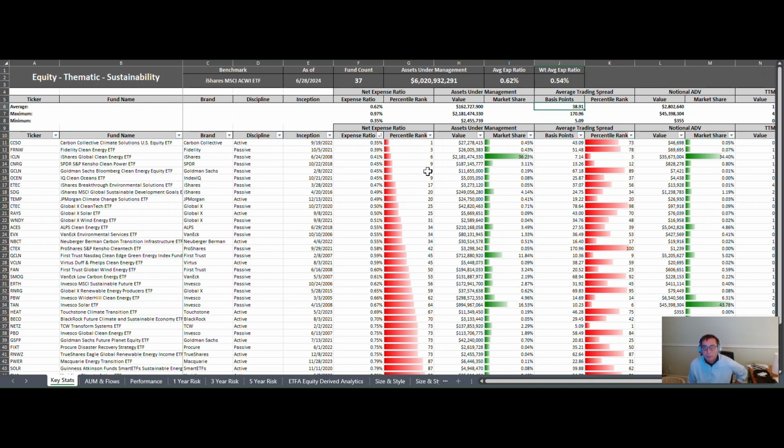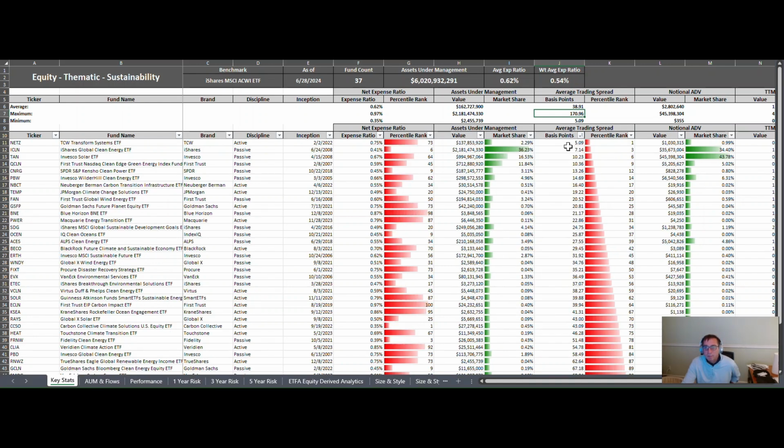Keep going over here to the right. We have our trading spreads, very important with ETFs. See, this category trades pretty wide. On average, funds trade at 38 basis points wide from bid-ask spread, whereas the smallest is 5 basis points and the largest is 170 basis points. If I just wanted to see this smallest to largest, I could come in here and see the TCW Transform Systems ETF currently has the lowest bid-ask spread out of all the ETFs, followed by iClean.